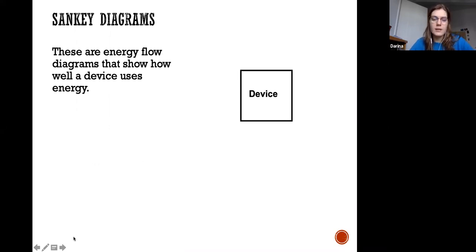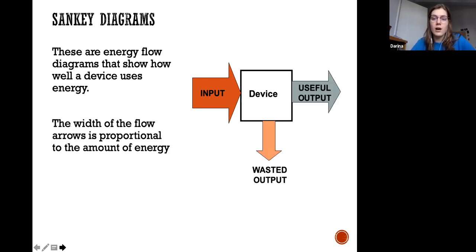So we have our device. The way that Sankey diagrams work is you have an arrow to show your input, and this is proportional to the amount of energy you're actually putting in. And then this arrow splits into two smaller arrows. We've got our waste output and the useful output in gray. And as I said, the width of the arrows is proportional to the amount of energy.